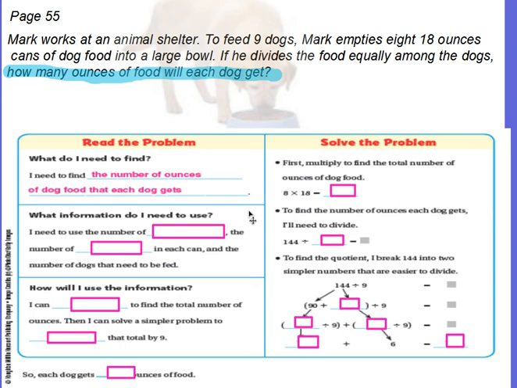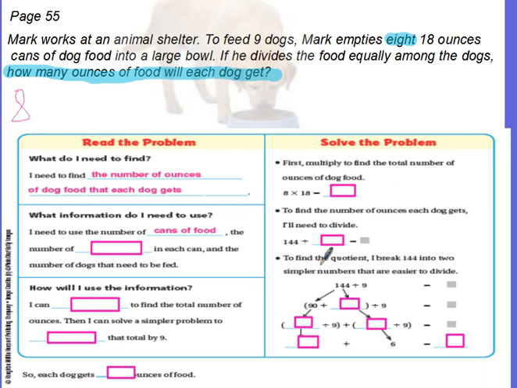Then we have to go to what information do I need? Sometimes the story problems throw in information you don't need. So let's go back and see what I really need to know. Well, first of all, I need to know how many cans of food I have. So I can see here I have 8 cans of food. When I do a story problem, I like to write down that information. I need 8 cans of food.